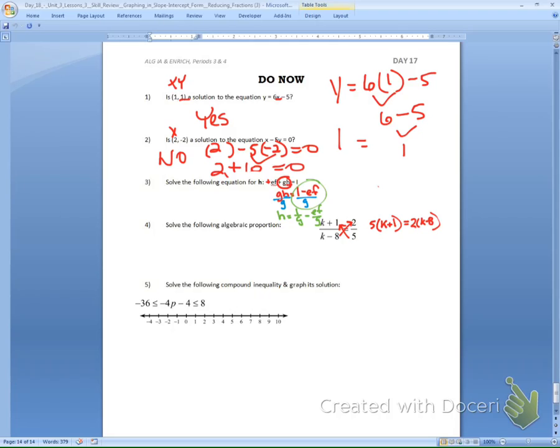Right, so after you cross multiply, the next step in CDICIC is distribute. Whenever you see parentheses, you have to distribute. So 5 times k is 5k. 5 times positive 1 is positive 5. Don't forget the sign there. Equals 2 times k is 2k. I don't need to write the sign in front of that because it's positive and it's the first term in the expression. 2 times negative 8, don't forget that sign, is negative 16.